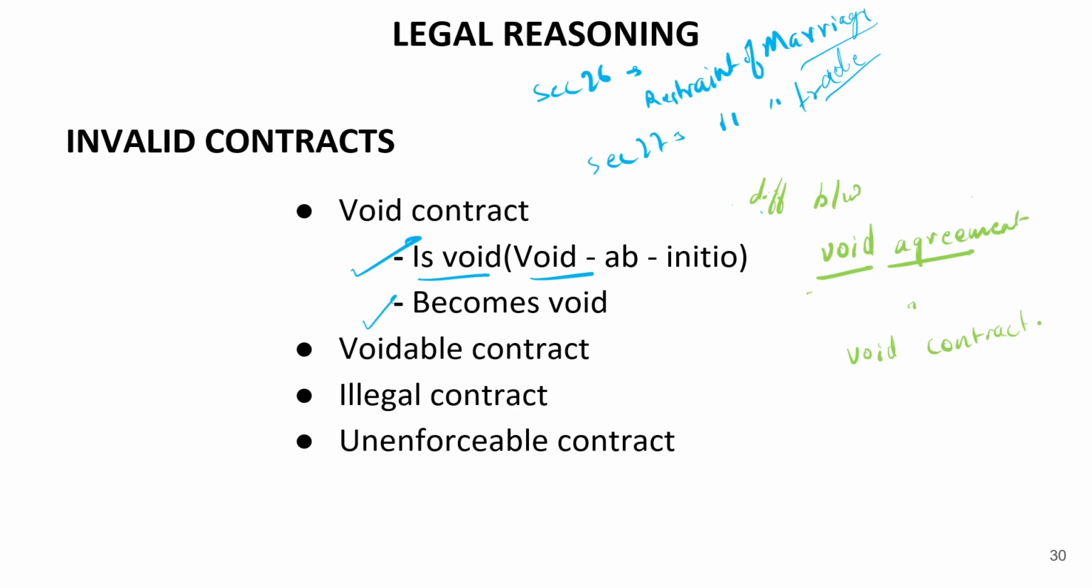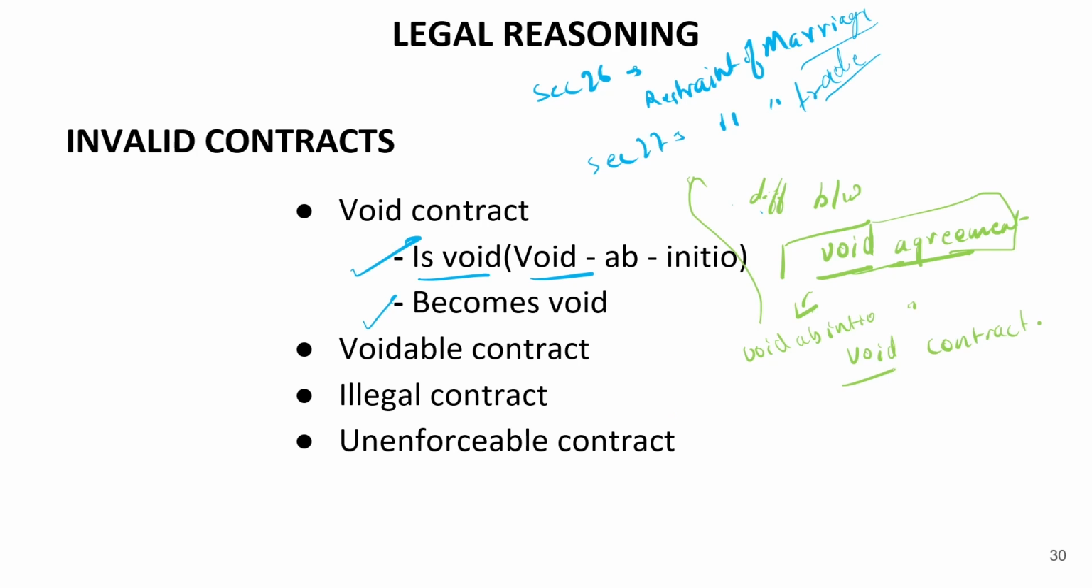So when we talk about void agreements, those are agreements which are void ab initio. Void ab initio means things like restraint of trade, restraint of marriage, restraint of legal proceeding. These are void agreements. An agreement in order to commit dacoity is also a void agreement, which cannot be considered valid and is void from the very beginning. And then you have void contracts.